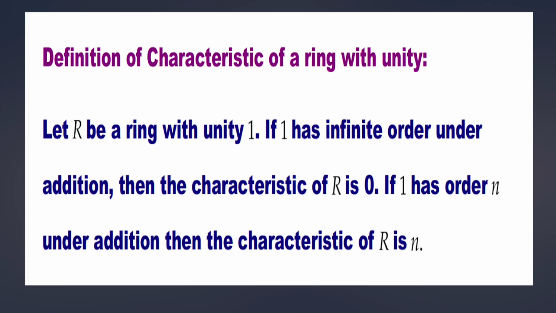And the characteristic of a ring with unity, let us define that also. Let R be a ring with unity 1. If 1 has infinite order under addition, then the characteristic of R is 0. If 1 has order n under addition, then the characteristic of R is n. Now, let's see the definition of characteristic 0.